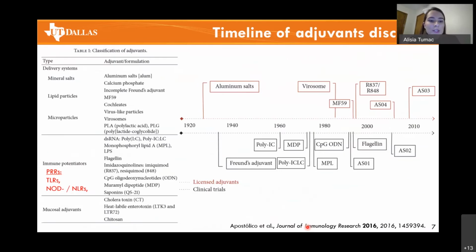So as you can see here, adjuvants can be classified based on type. They can be either delivery systems, immune potentiators, or mucosal adjuvants. And there are many more adjuvants that are not mentioned in this table. But I want to mainly focus on the ones that are either licensed or on clinical trials currently. And I want to start with aluminum salts, which are the most widely used.